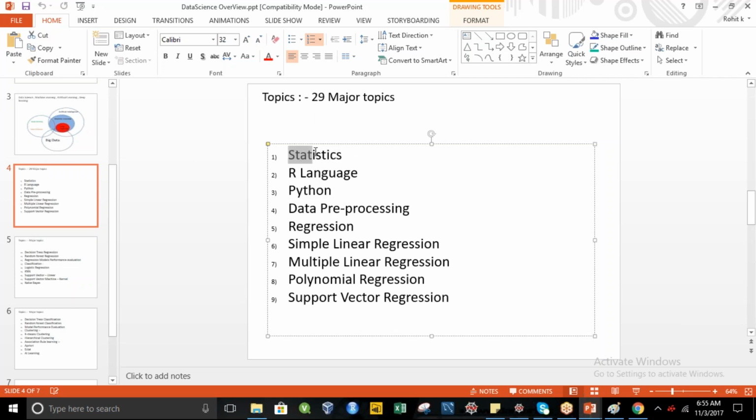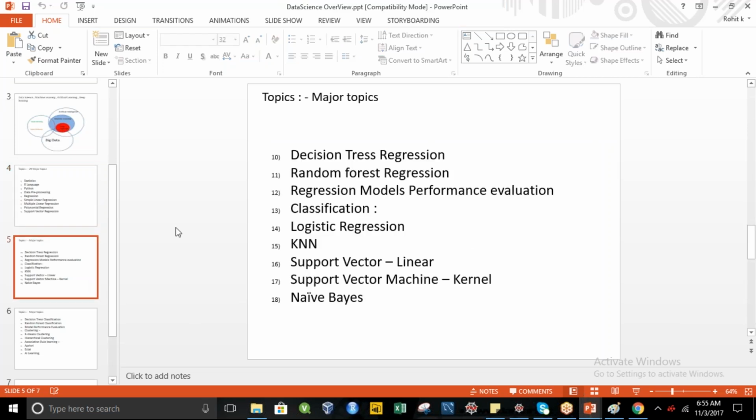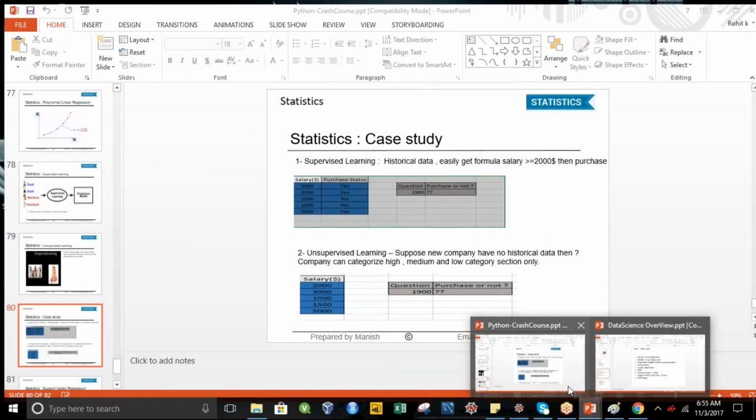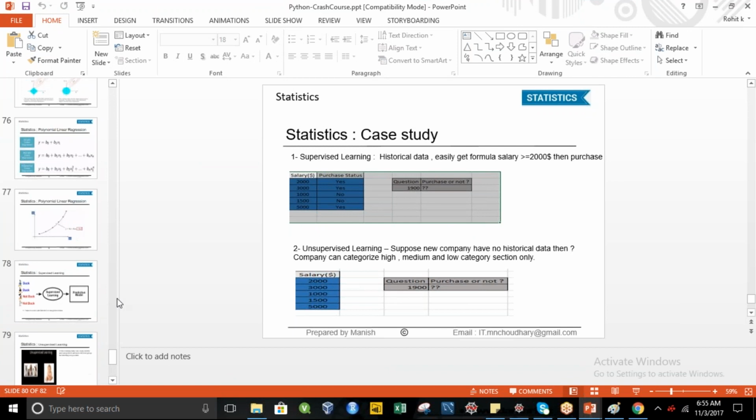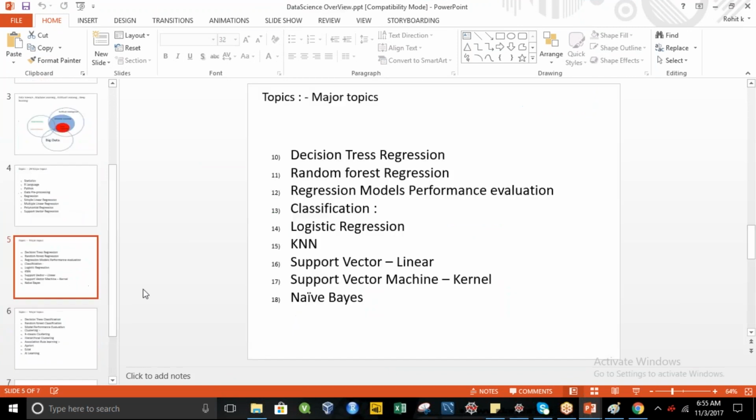Python I completed, statistics is already done. So from the next class onwards, we will go for data pre-processing and regressions. Then we will go for simple regression, multi-regression, polynomial, SVM. These things each take one day, and then decision tree and random forest. I will share this with you today, I will share both.